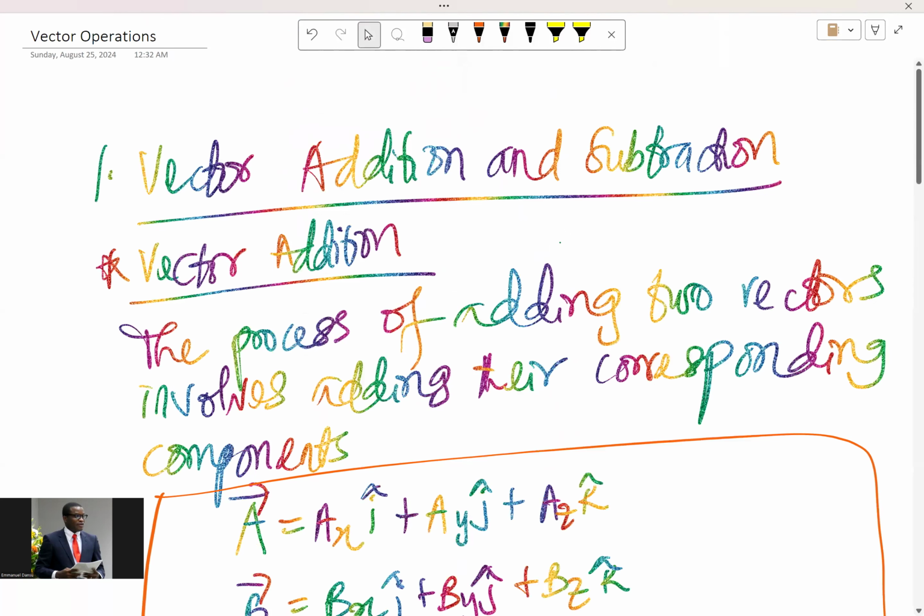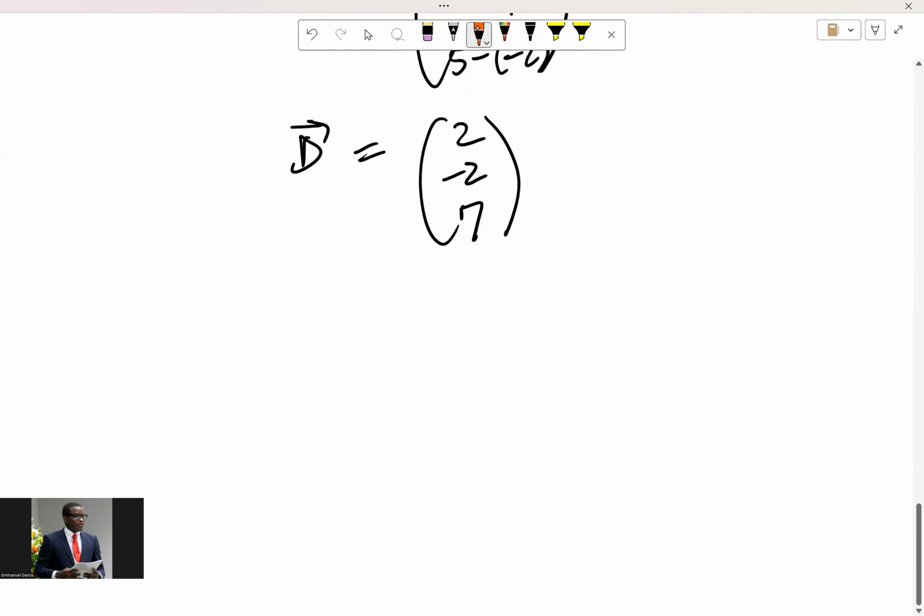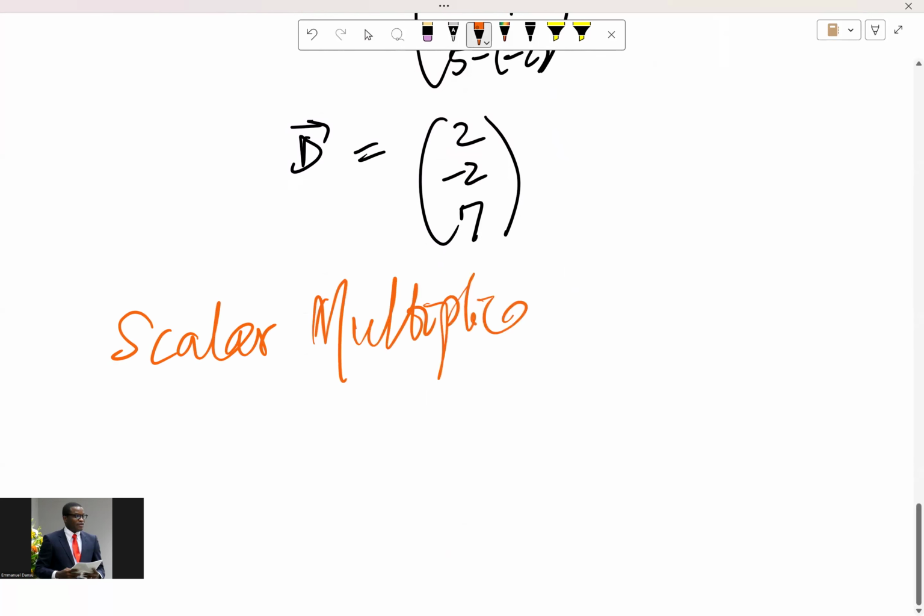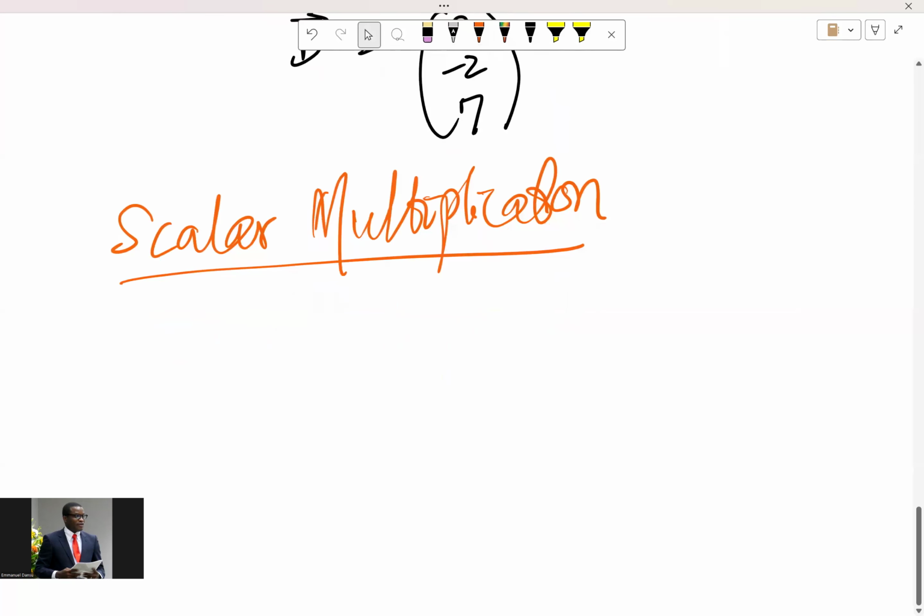So let's move on to talk about scalar multiplication. We have done addition and subtraction. Now we are talking about multiplication, but there are different types of multiplication. That's why we are distinguishing scalar multiplication, and we are going to see other forms of multiplication later.